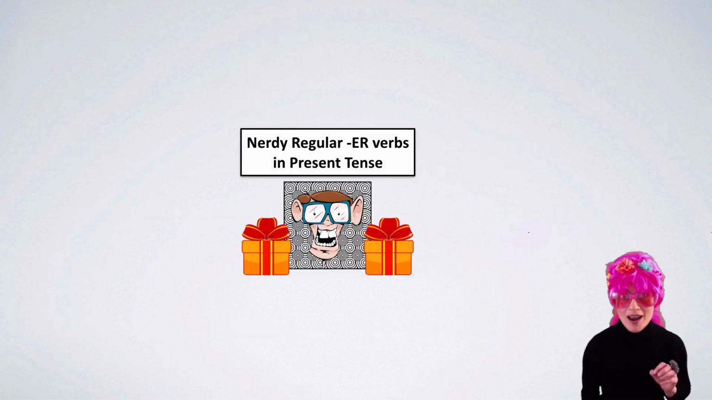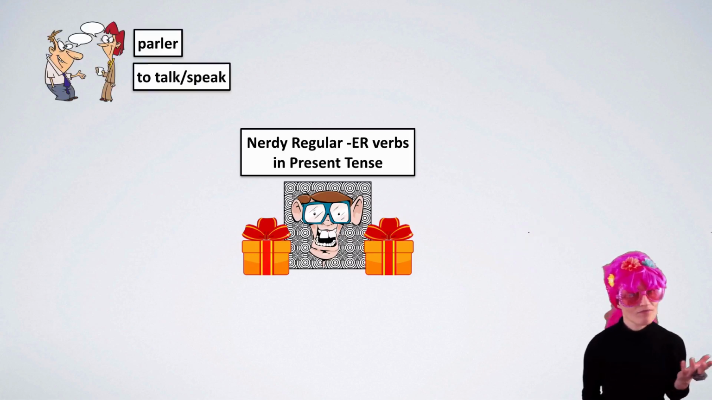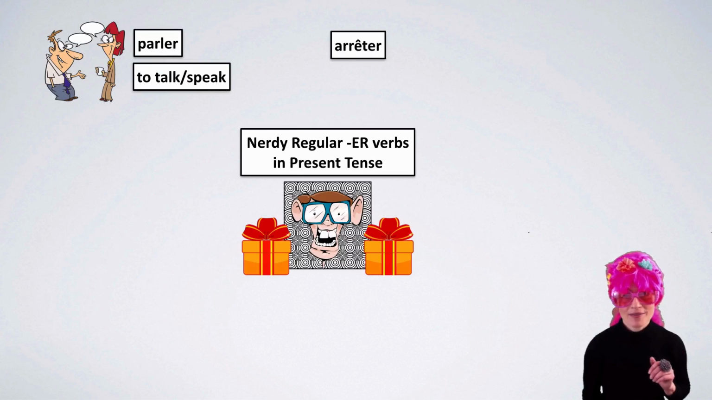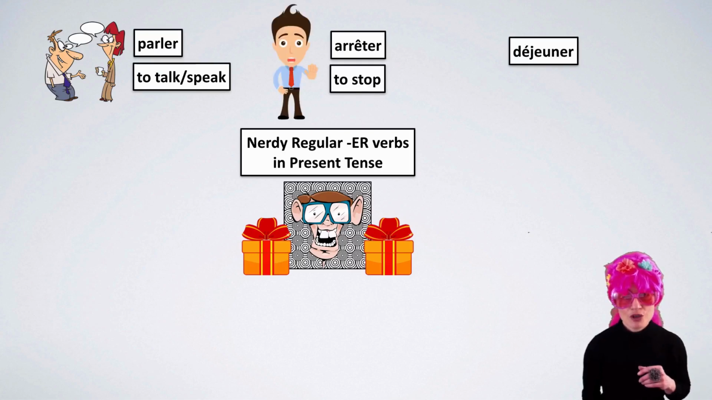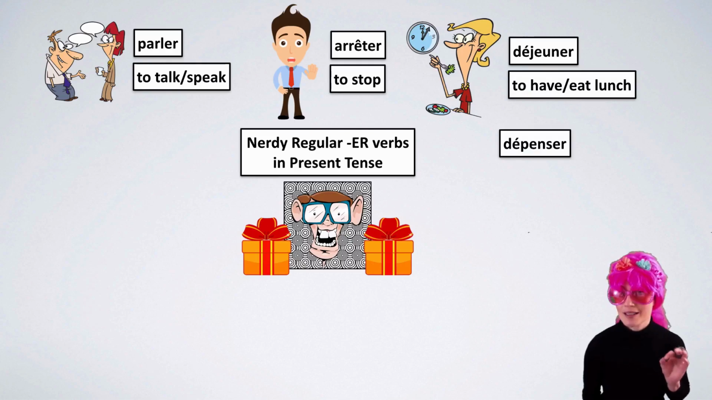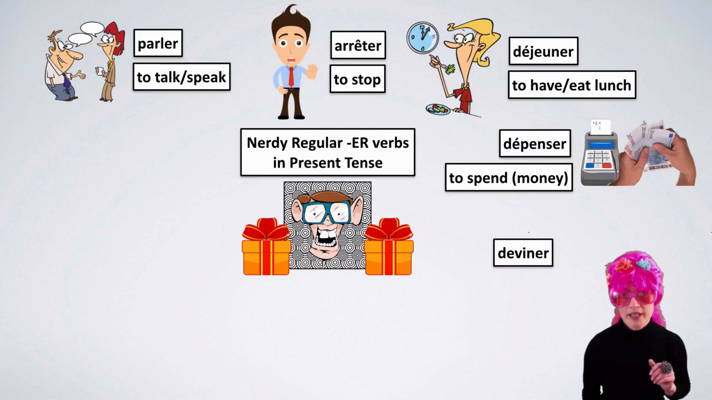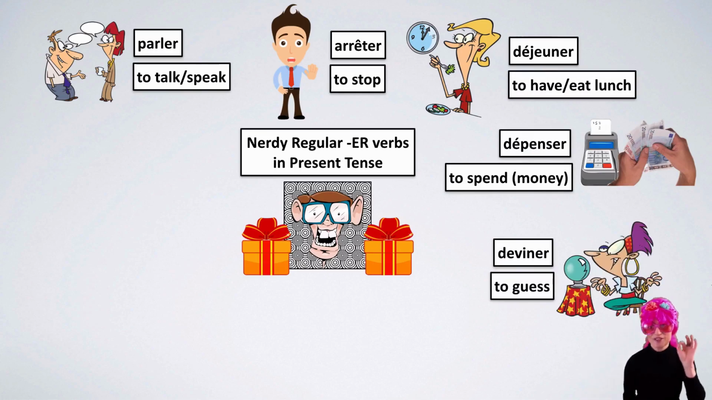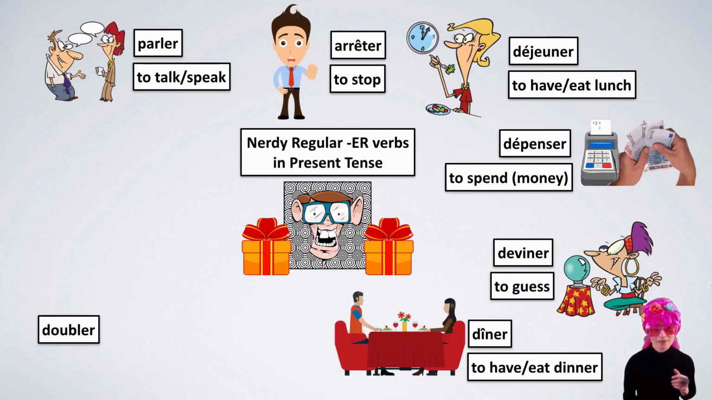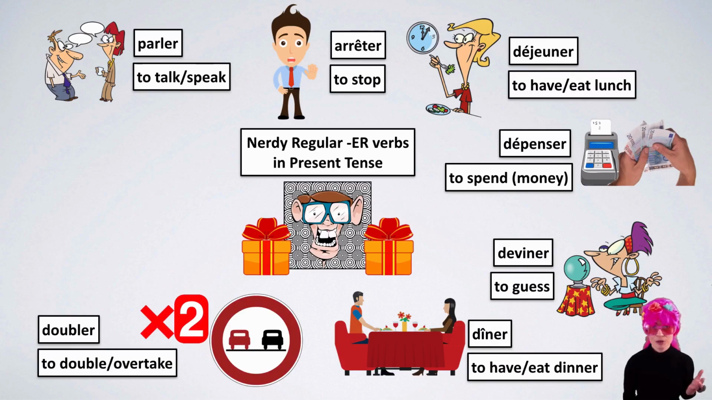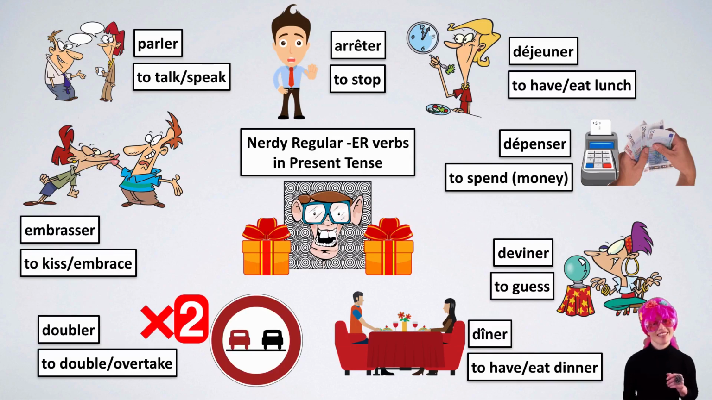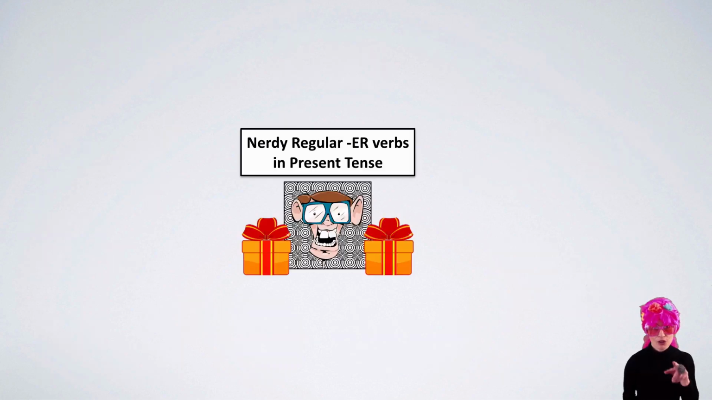Let's revise those nerdy ER verbs in the present tense. Parler means to talk, to speak. Arrêter, to stop. Déjeuner, to have or eat lunch. Dépenser, to spend as in money, not time, that's passé. Deviner, divine the future, to guess. Dîner, to have or eat dinner. Doubler, to double or to overtake. Embrasser, to kiss or embrace.